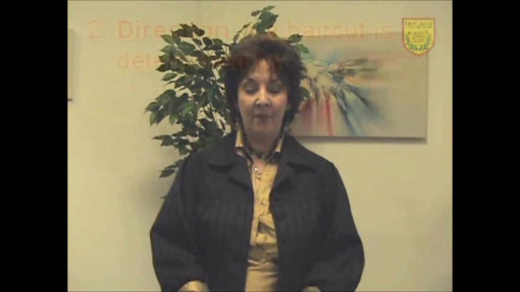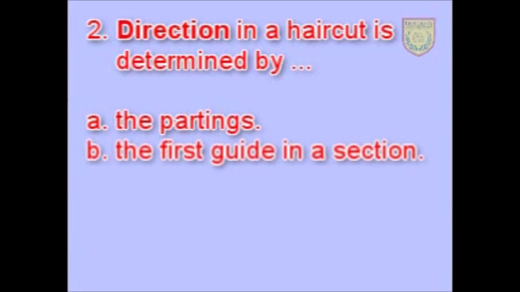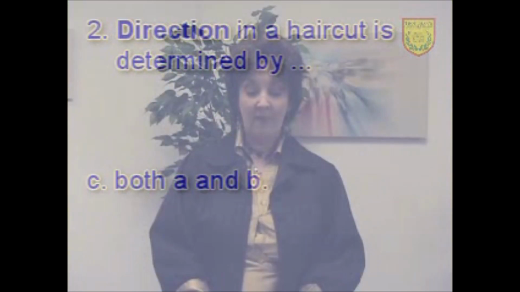Number 2, direction in a haircut is determined by A, the partings, B, the first guide in a section, or C, both A and B. If you said C, both A and B, you are correct.